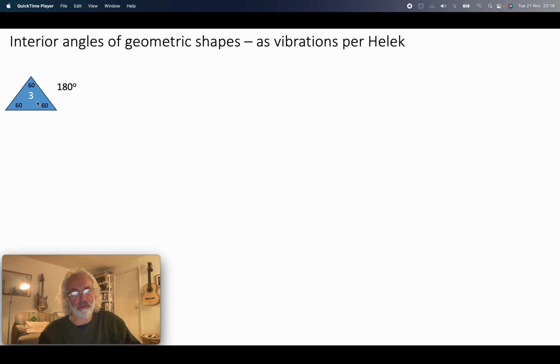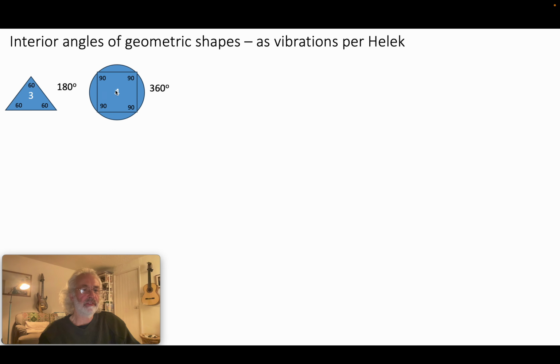There's the notion that geometry has a relationship to sound. The interior angles of a triangle add up to 180 degrees, and perhaps that corresponds to 180 vibrations a second. It's an interesting idea, and let's explore it a little bit. So a triangle is 180 degrees. A square is 360 degrees, there's four 90-degree angles. And a circle is 360 degrees.